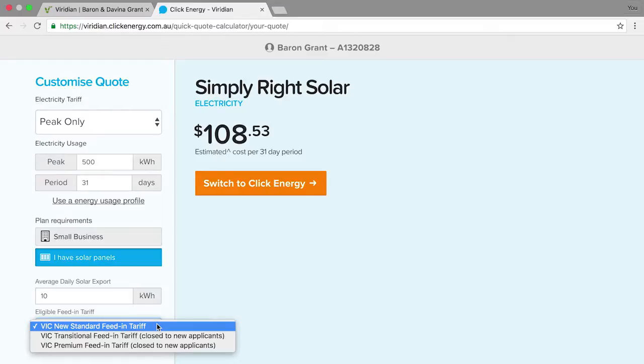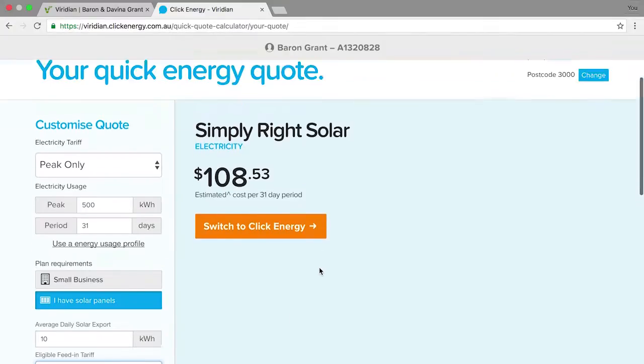Now, the very first one, the one which comes up standardly on the quote tool, is the VIC new standard feed-in tariff. Now, the new standard feed-in tariff are for customers that have had their solar systems installed recently and are not getting anything from the government. The only money they're getting for the feed-in tariff is from the retailer. So that would be the amount that Click Energy is paying them.